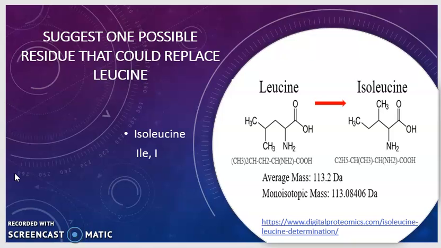Suggest one possible residue that could replace leucine. So one possible residue that could replace leucine is isoleucine right here. If we look at both molecules, we would conclude that both have equal number of carbon atoms and both have the same molecular mass. So both are likely to exert the same extent of hydrophobic interactions. Therefore, replacement with isoleucine is most likely to function as efficiently as leucine for maintaining the hydrophobic core.